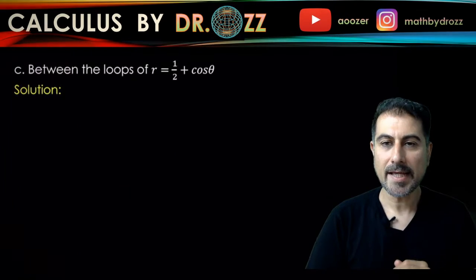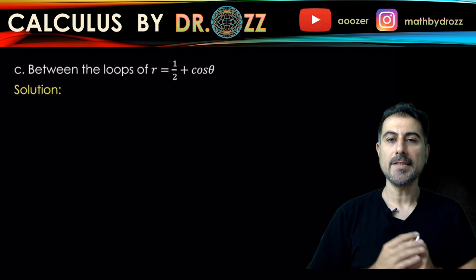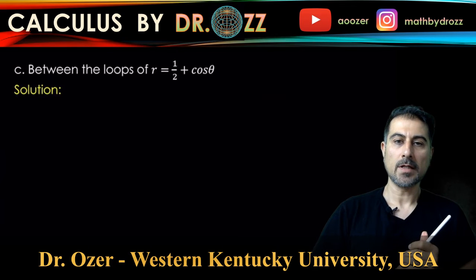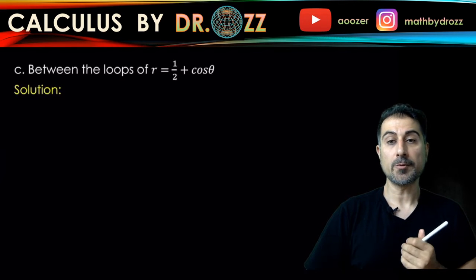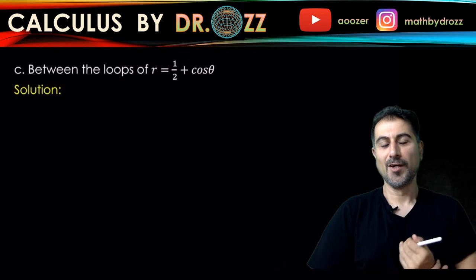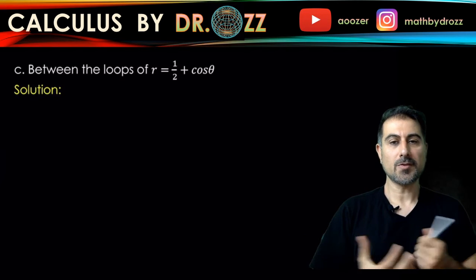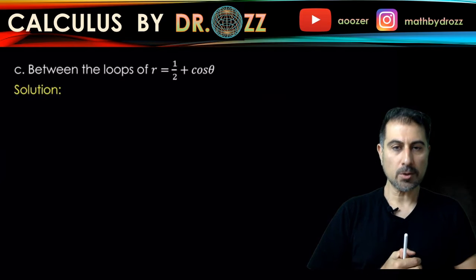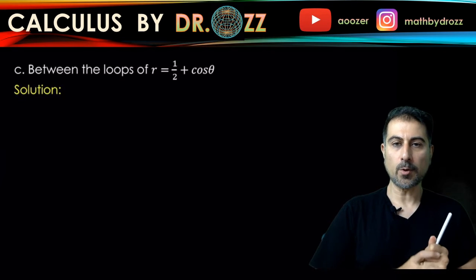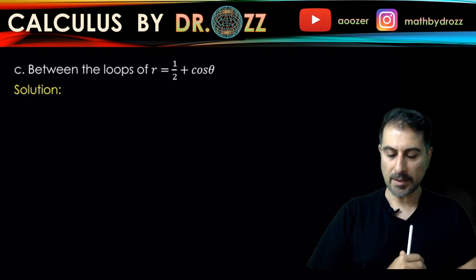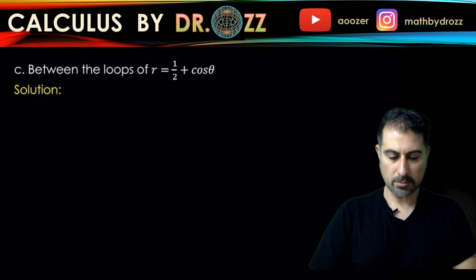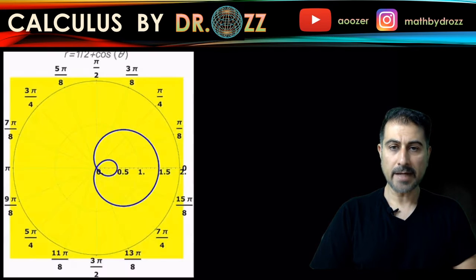All right, let's take care of part C. We have the graph of r equals 1/2 plus cosine theta, and we're looking at the area between the loops. So to be able to see the loops to start with, why don't you plot r equals 1/2 plus cosine theta, and I'm sure that you set your calculator to polar form already, and see what kind of loops we are talking about. And I got a representative graph here.